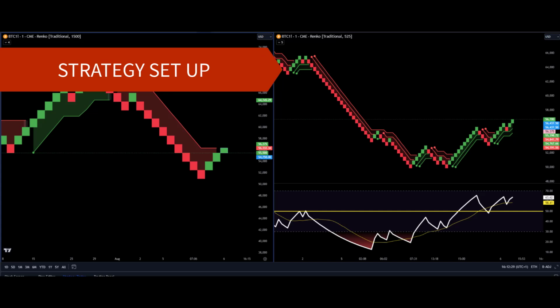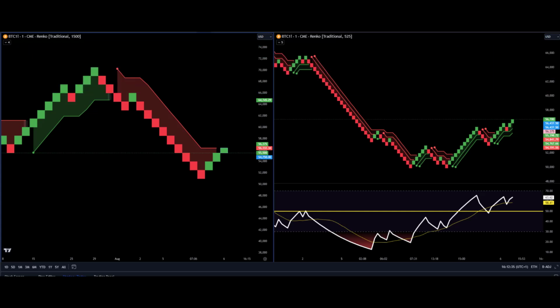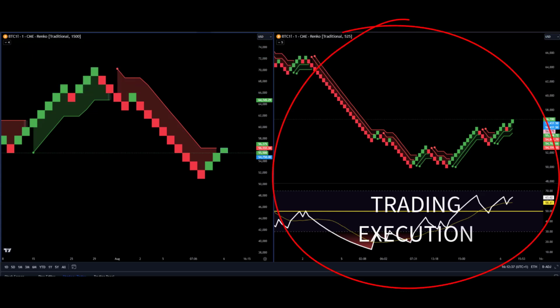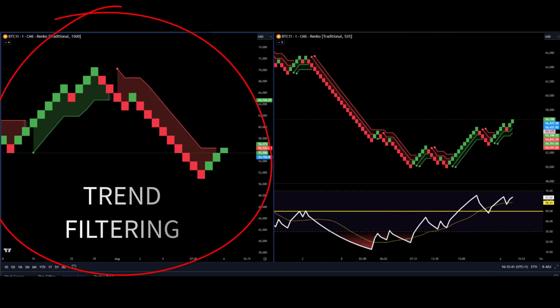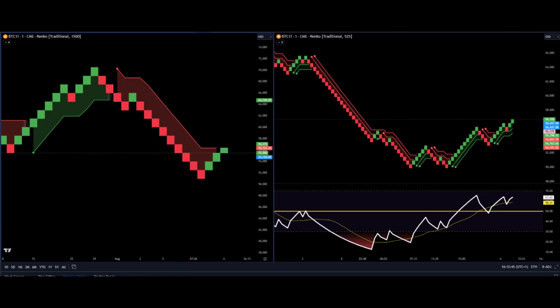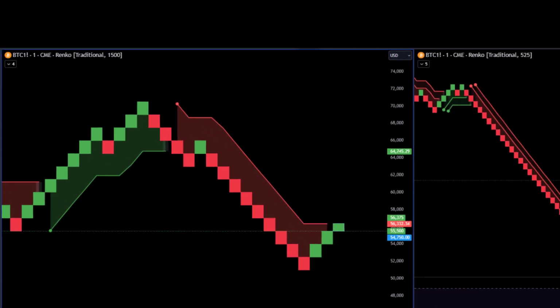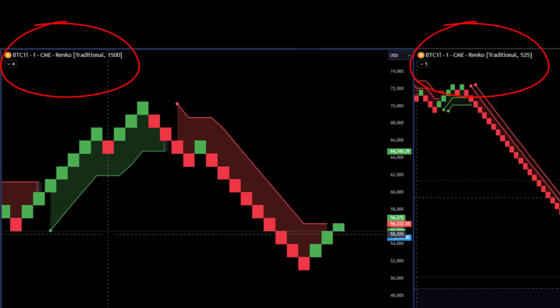Now, first of all, let's set up our trading environment. As you can see on the screen, it is a two-window setup. On the right is our trading execution screen. On the left is our trend filtering, noise signaling screen. The one on the left we'll start with first. You can see both are set to 1 minute on TradingView.